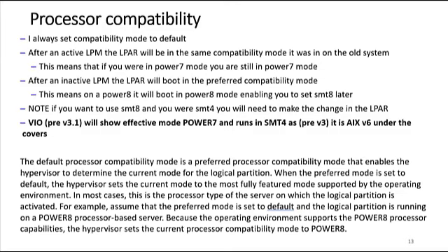So if I'm set to default but I'm running on a Power 7, I'm really running in Power 7 mode. When I migrate, I'll be running in Power 7 mode. If I then shut the LPAR down and reactivate it, it will come up in the mode that is the default for whatever server I'm on.